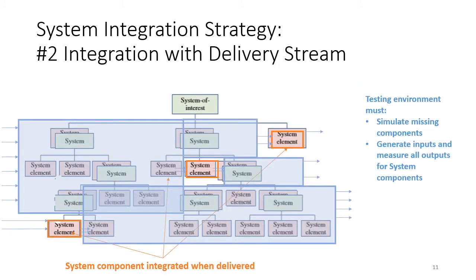The integration with delivery stream, this is an approach where the system is shipped first come, first serve, and then it's integrated into a subsystem. The blue components that are shown here are the simulation that's required to fill in for the missing systems. So there is a tremendous amount of simulation components that are required in order to support this approach.